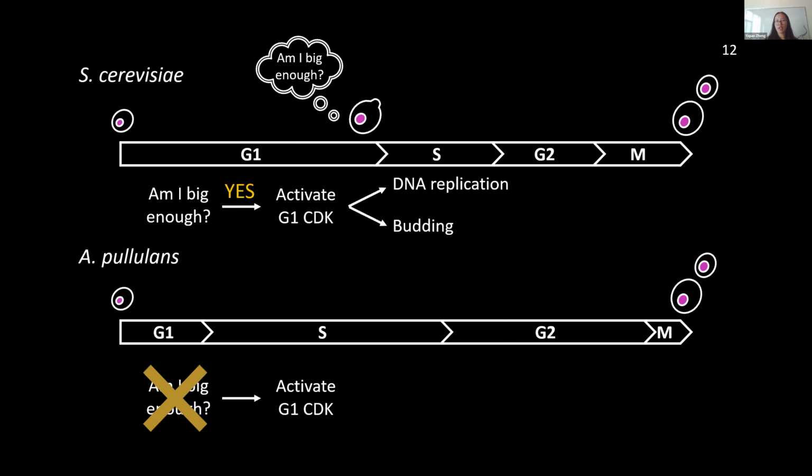So this is the summary of the first part. In cerevisiae, there's a size control point in late G1, where only upon obtaining a certain size, the G1 CDK complex will become active and trigger DNA replication and budding. But it does not seem to be the case in Poulence.